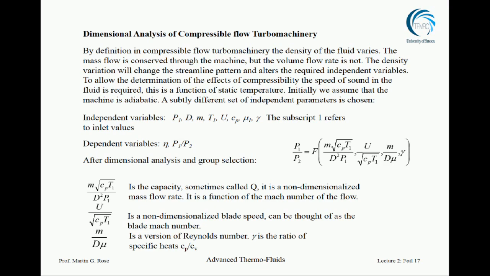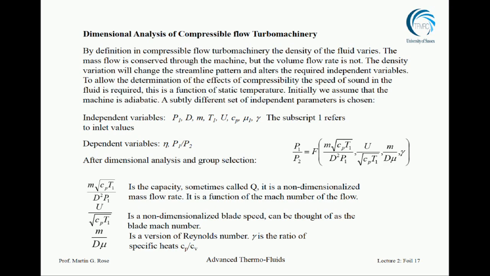The next term is a dimensionless blade speed. It's U over root CPT. Now, CPT is, in fact, to be technical about it, the static enthalpy of the flow coming into the machine. But it's also closely related to gamma RT, which hopefully you will recognize when square rooted as the speed of sound. So root gamma RT is the speed of sound. Root CPT is closely related to the speed of sound. It's not the same, but it's related. So broadly speaking, this is the Mach number of the blades.